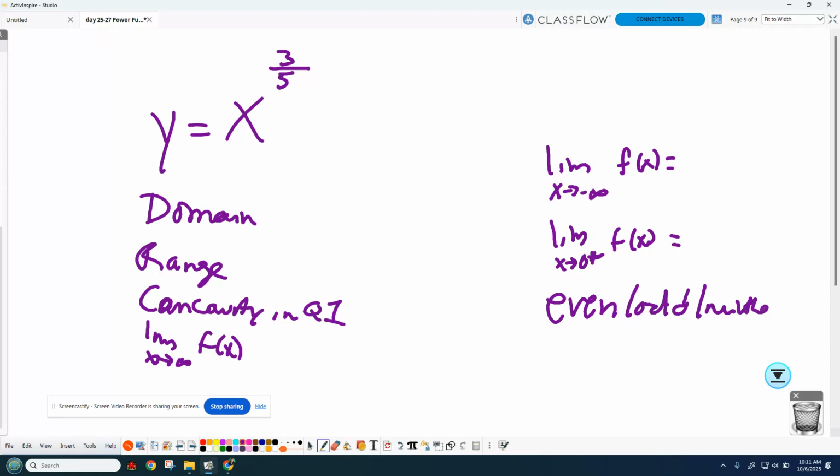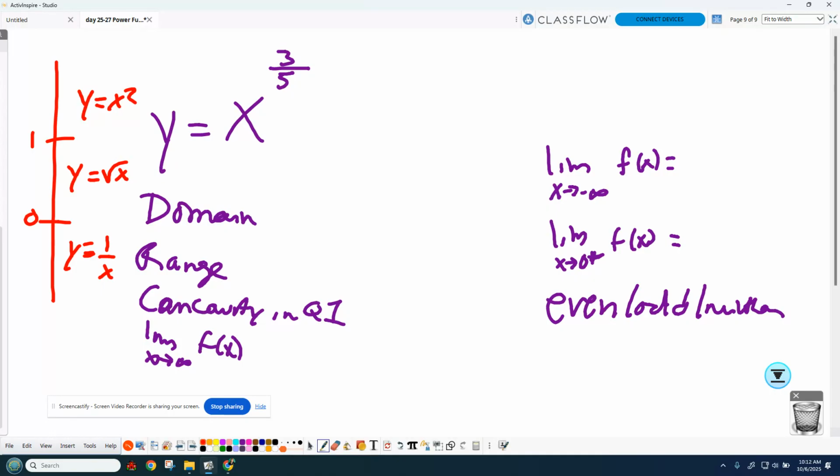Is it even? Is it odd? Is it neither? Here's how you answer that question. First thing, that exponent: is it bigger than 1, between 0 and 1, or less than 0? Between 0 and 1, so which function is it going to look like? Is it going to look like y equals x squared, y equals square root, or y equals 1 over x? It's going to look like square root. Why? Because 1/2 is between 0 and 1. So any number between 0 and 1 is going to look like this.